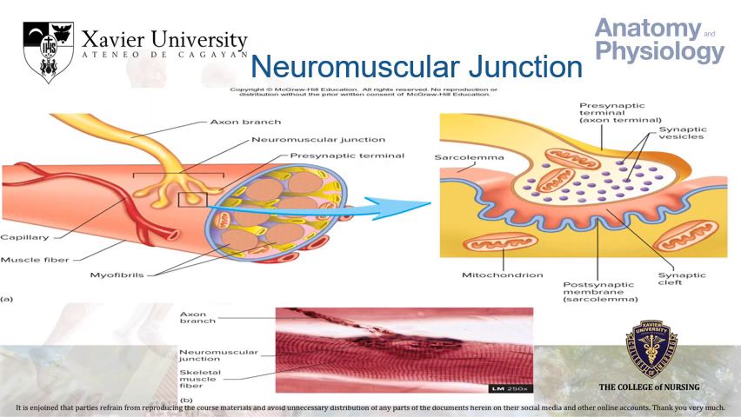The synaptic cleft is the space between the presynaptic terminal and postsynaptic membrane. And the postsynaptic membrane is the muscle fiber membrane called your sarcolemma. A synaptic vesicle is a vesicle in the presynaptic terminal that stores and releases neurotransmitter chemicals. Neurotransmitters are chemicals that stimulate or inhibit the postsynaptic cells. Acetylcholine is a neurotransmitter that stimulates skeletal muscles.